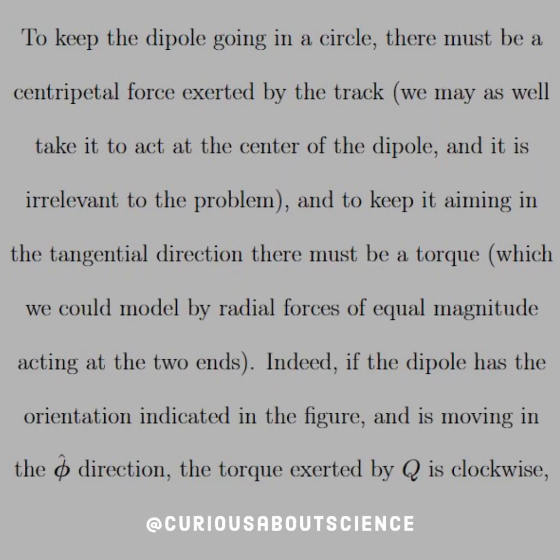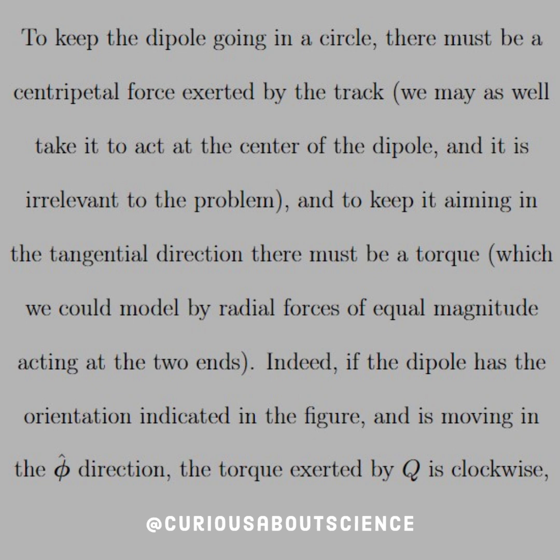So why isn't this a perpetual motion machine? Well, to keep the dipole going in a circle, there must be a centripetal force exerted by the track. We may as well take it to act at the center of the dipole, and it is irrelevant to the problem. And to keep it aiming in the tangential direction, there must be a torque, which we could model by radial forces of equal magnitude acting at the two ends.